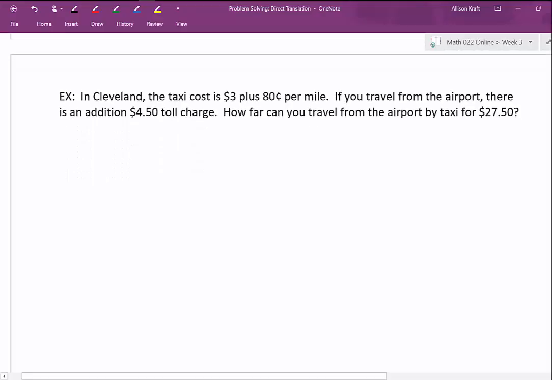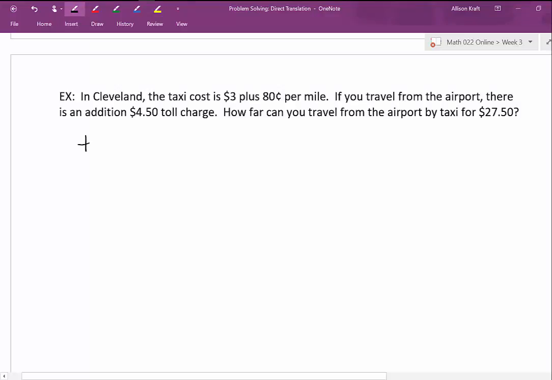In Cleveland, the taxi cost is $3 plus 80 cents per mile. If you travel from the airport, there's an additional $4.50 toll charge. How far can you travel from the airport by taxi for $27.50? So there's kind of a lot going on here. We want to look at all of the pieces and try to come up with a general equation first.